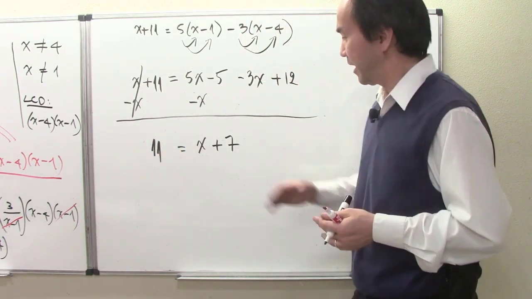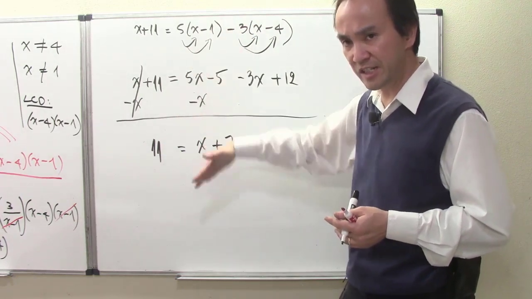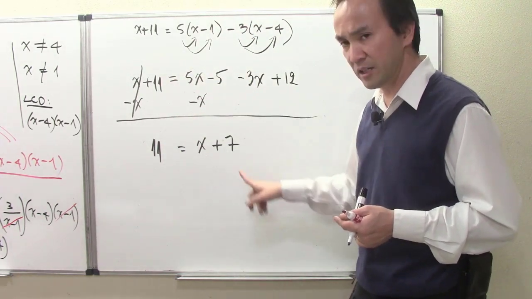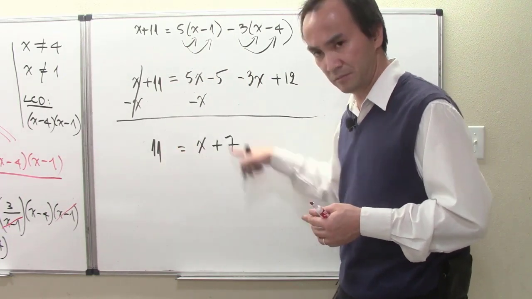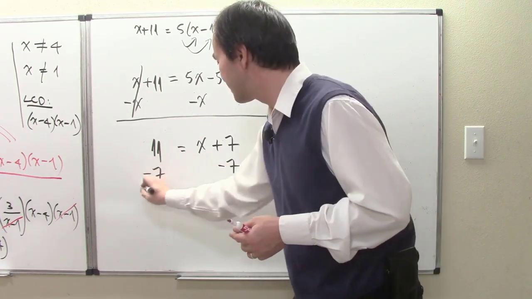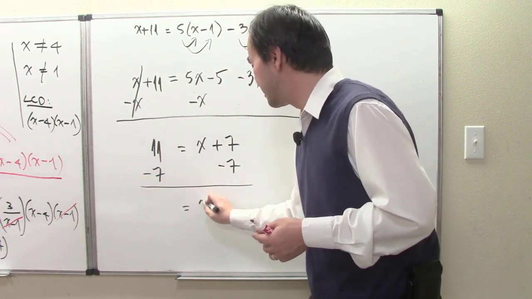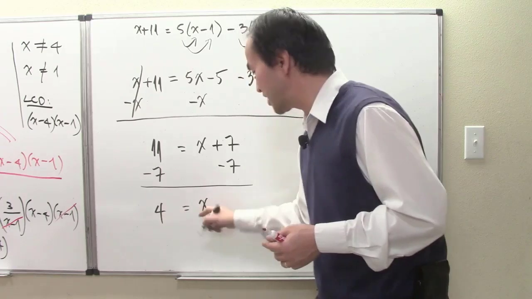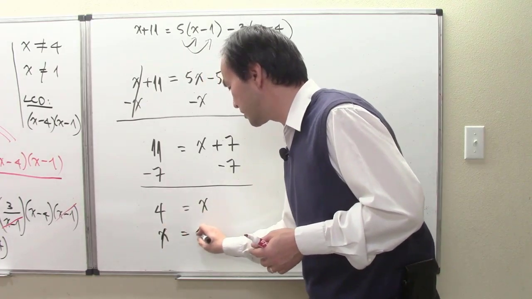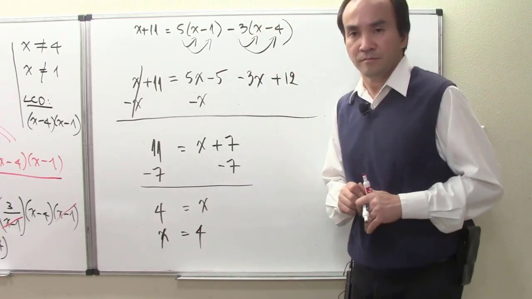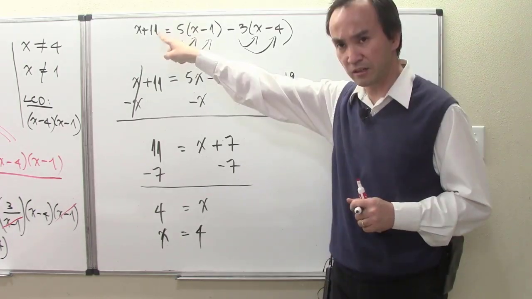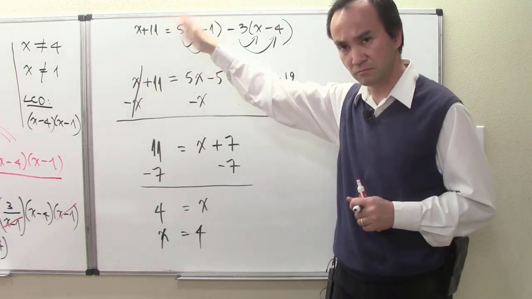All right. The equation keeps getting easier and easier as we rearrange terms and combine like terms on both sides. Now at this point I'm ready to solve for this current equation. Minus 7 from both sides. That's resulting in 4 equals x, or a better way of reading it, x equals 4.